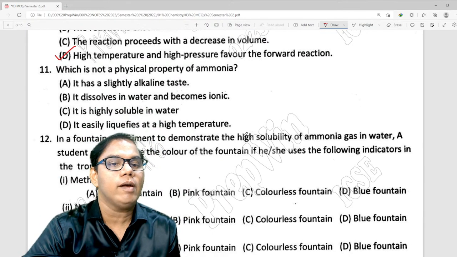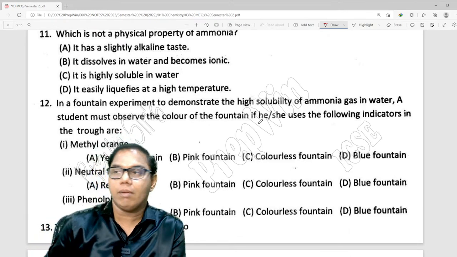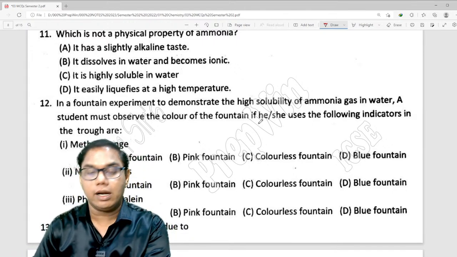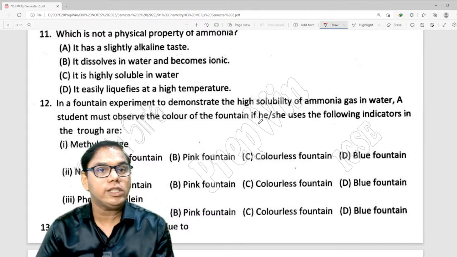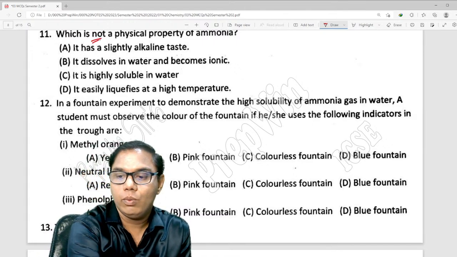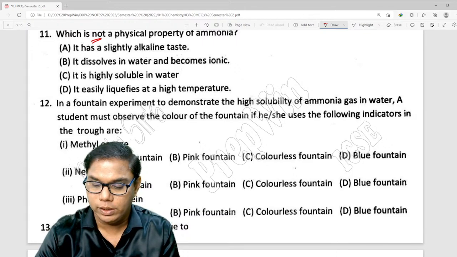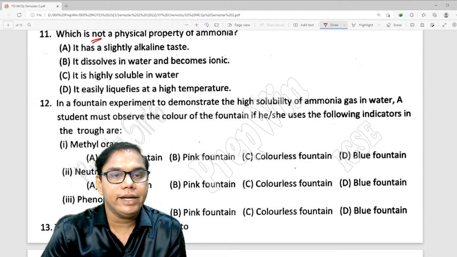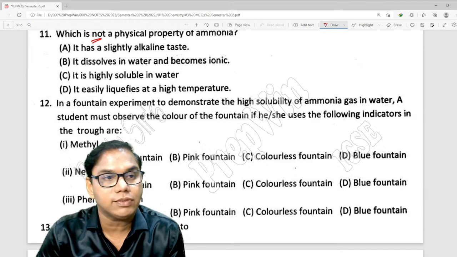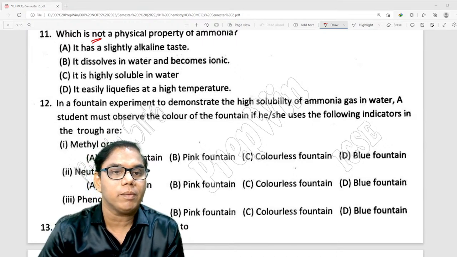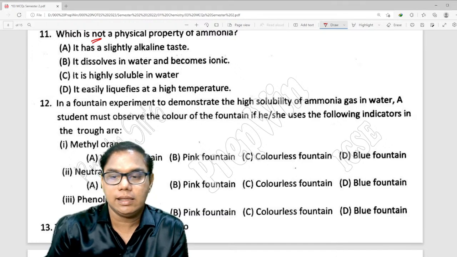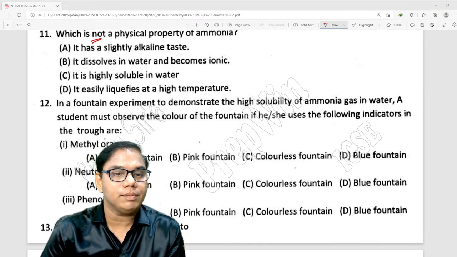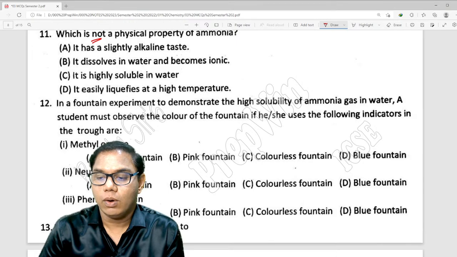Let's do it quickly. Which is not a physical property? Amidst everything, we forget to learn about the physical properties. So, which is not a physical property of ammonia? It has a slightly alkaline taste. It dissolves in water. Tell me quickly. Yes, answers have started coming up. I want the answer for the 11th one. Quick, come on.